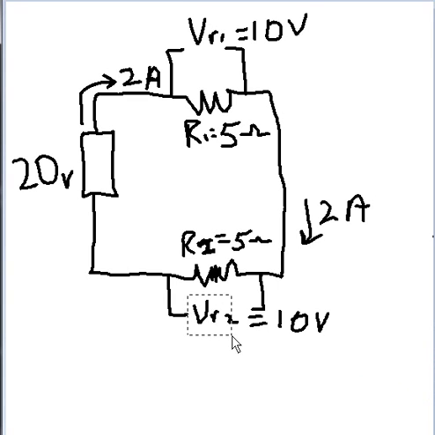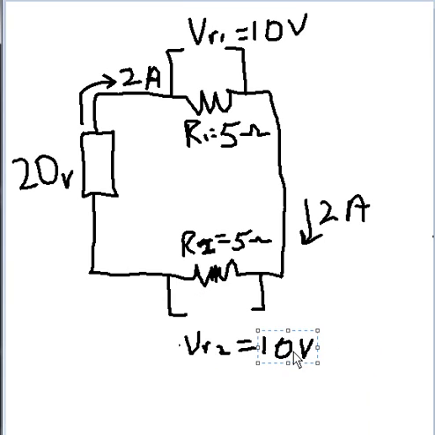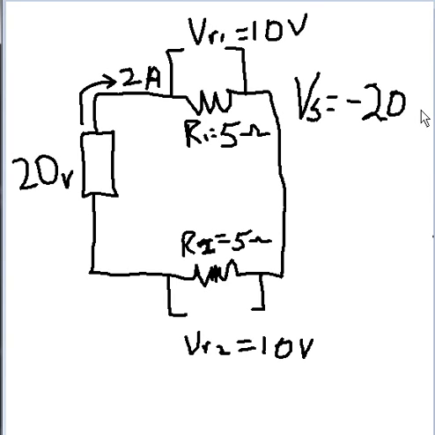Let me make this look a little bit nicer. Like so. I'm so happy. Alright, so now I've got the voltage drop across R2, which is 10 volts, the voltage drop across R1, a current total of 2 amps, and a battery source of 20 volts. There's something very interesting that stands out here. Let's take a look at this voltage source. Energy is coming out of it, leaving it, so I'm going to mark that as negative 20 volts, because the energy is leaving the battery.